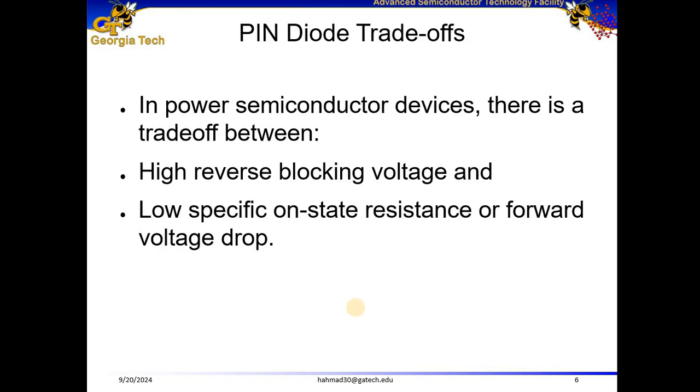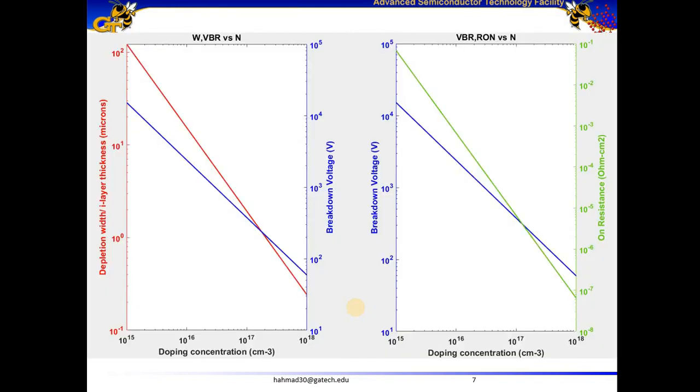So here are the PIN diode trade-offs. In power semiconductor devices, there is always a trade-off between the highest reverse breakdown voltage and the low specific on-resistance or the forward voltage drop. Based on the interplay of these parameters, which is the doping concentration versus the breakdown voltage, the depletion width versus the breakdown voltage, and the impact of the doping concentration on the on-resistance, I performed some MATLAB simulations and then plotted the results.